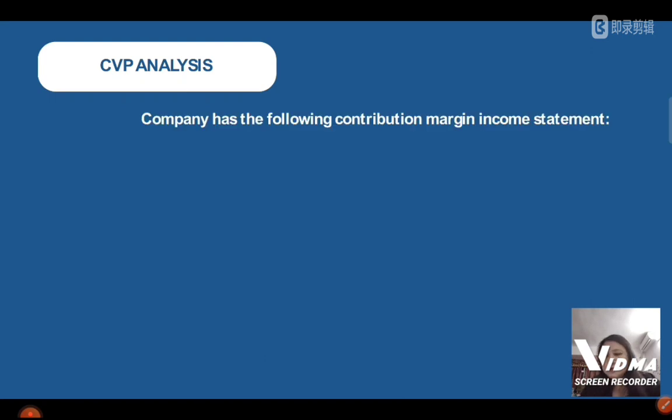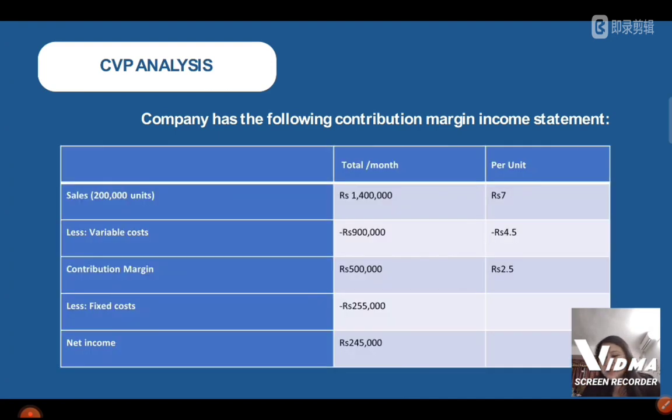To start with, we need to show the contribution margin income statement. In this table, you will see 2 columns. One shows values per month, and the other one shows values per unit. Since the expected sales value is 2.4 million bricks originally, we divide it by 12 months to get 200,000 units. And the price per unit is 7 rupees, so that gives us a total sales of 1.4 million rupees per month.